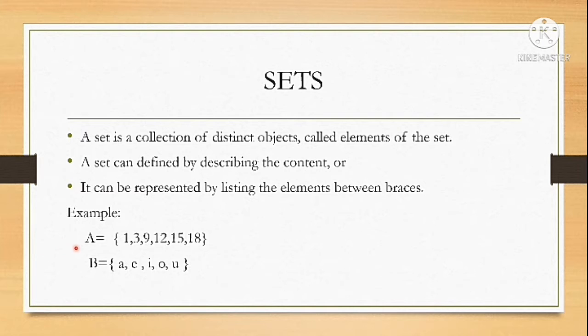Example, set A elements are 1, 3, 9, 12, 15, 18. This is the set of all even numbers. Set B elements are A, E, I, O, U, the set of vowels.